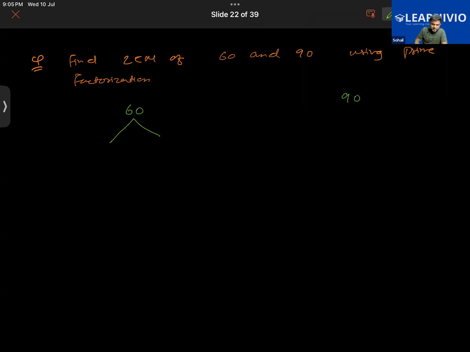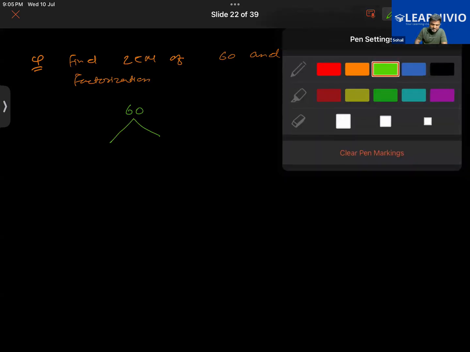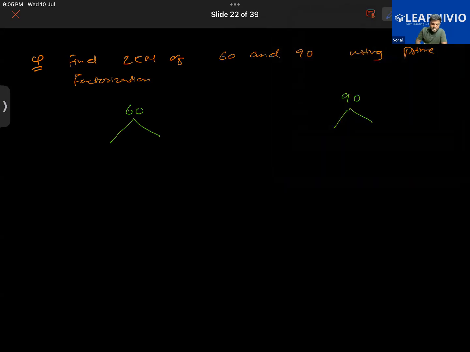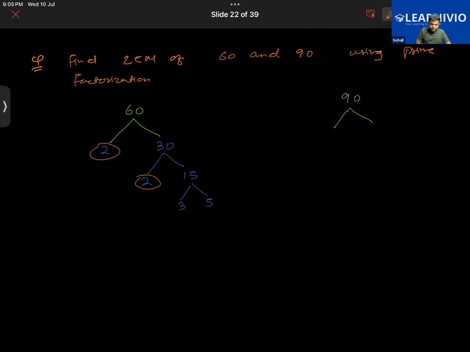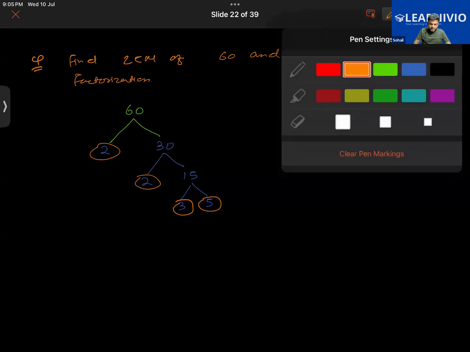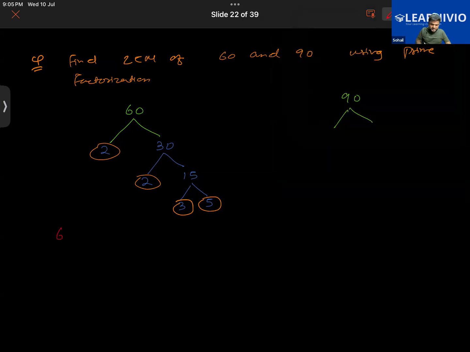So do tell me how can we write them down? Can 60 be written in this manner? 2 30s are 60. Very good. 30 can be further broken into 2 times 15, isn't it? 15 can be further written as 3 fives are 15. So what are the prime numbers we have here? 2, 2, 3, 5. So the prime factorization, PF in short, of the given number 60 is 2 times 2 times 3 times 5.